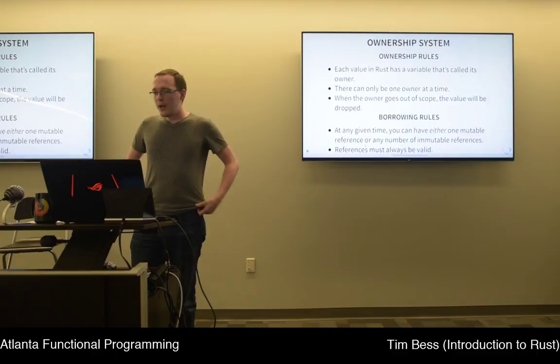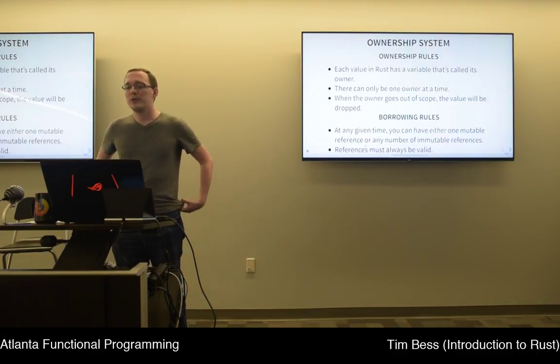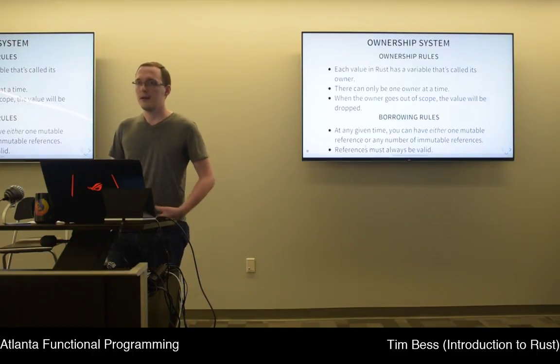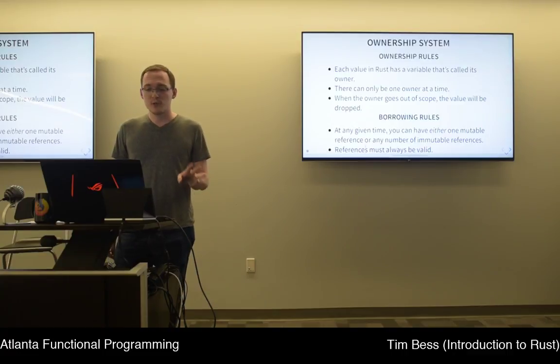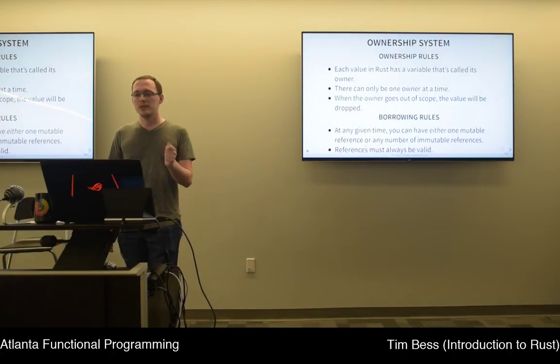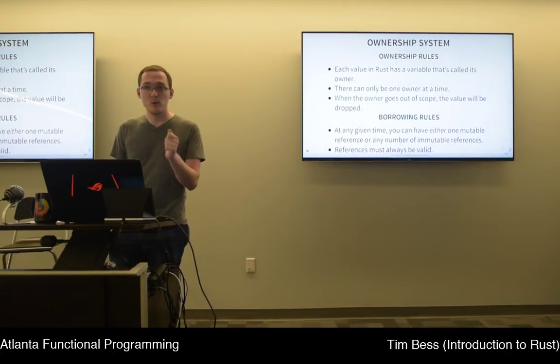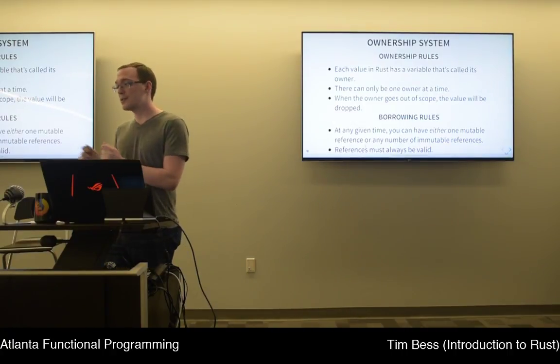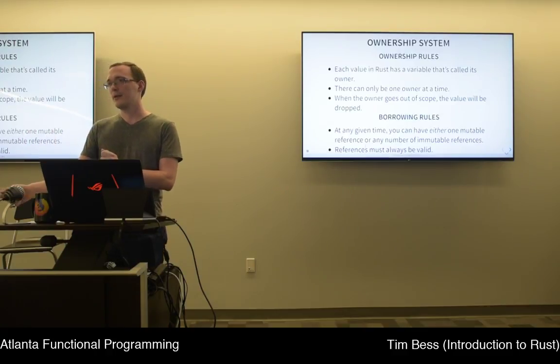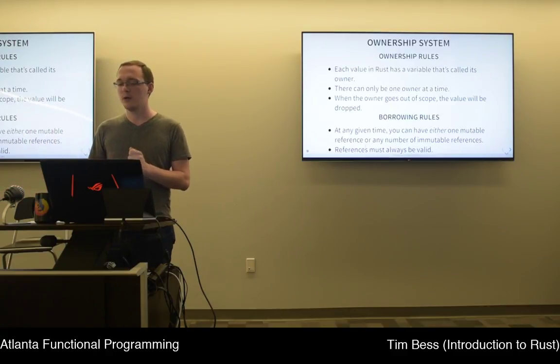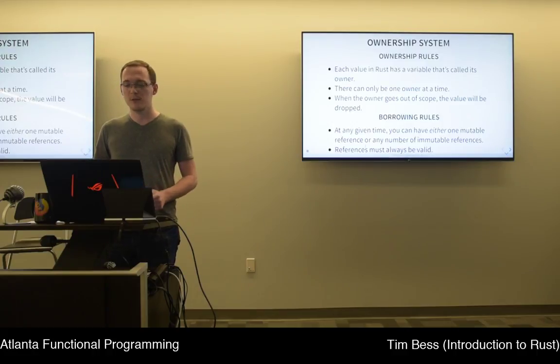So the way Rust guarantees no memory leaks is through the ownership system. Basically, there are 3 rules for the ownership system. Every value in Rust has a variable that's called its owner. There can only be one owner at a time, but you can pass ownership to someone else. But there can still only be one owner at a time. When the owner goes out of scope, the value will be dropped and deallocated. It's gone.